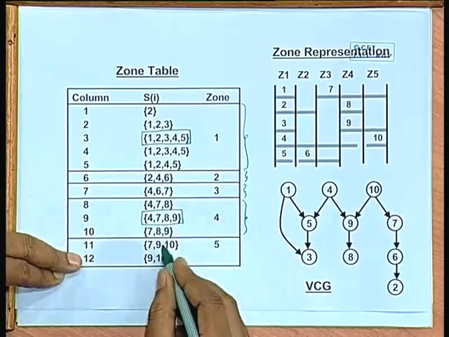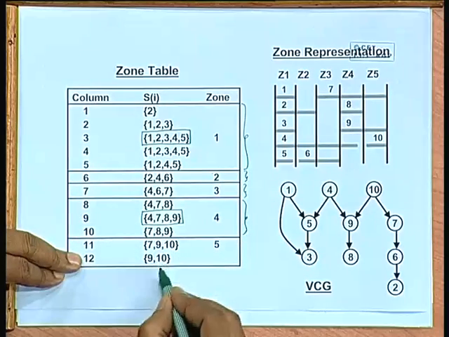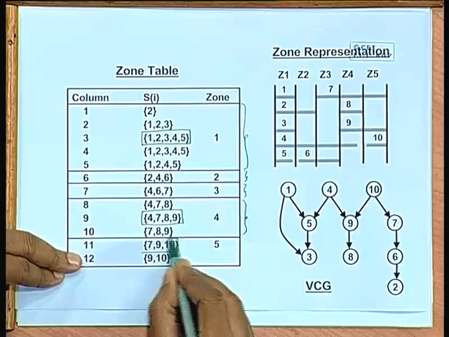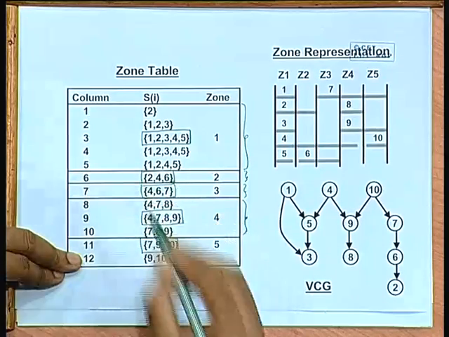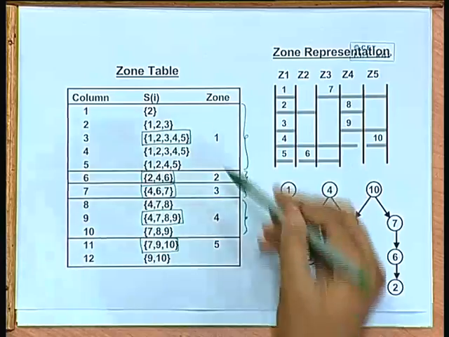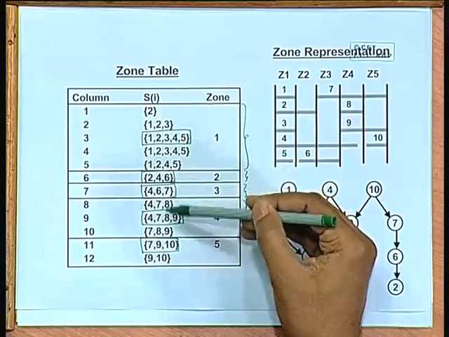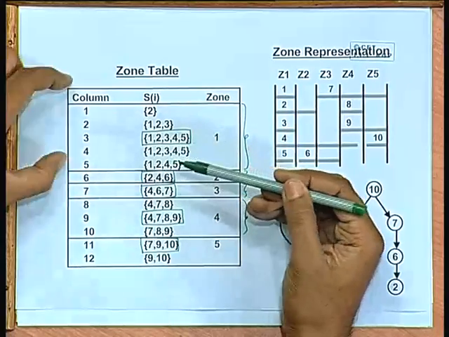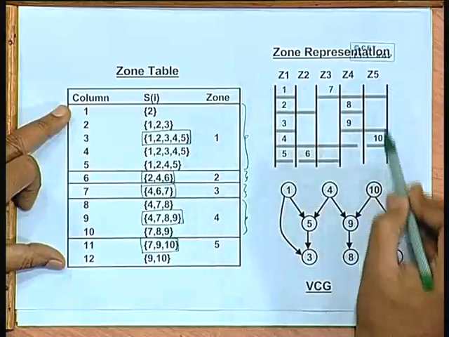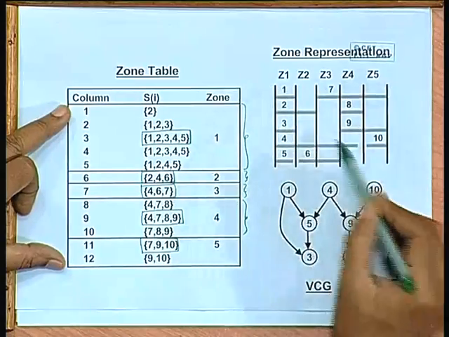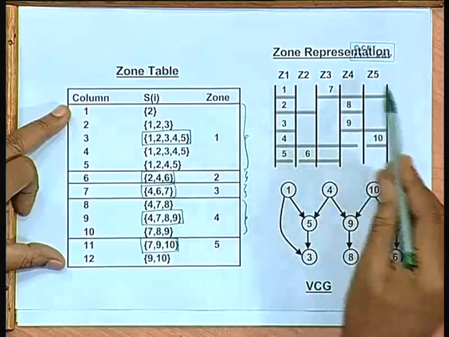Similarly, for the last one 7, 9, 10 and then 9, 10. So, this is maximal. So, there are 5 zones which get defined corresponding to the maximal sets corresponding to the different, you can say, sets of consecutive columns. Now, this information you can depict in the form of a zone table. This is also called an interval graph.